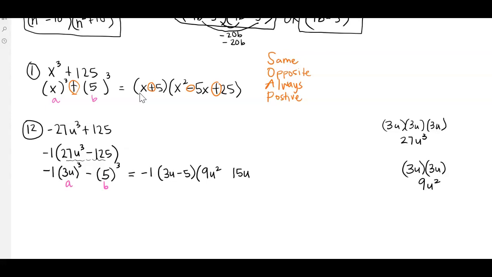But then we've got to think again, okay, let's use SOAP. So it started off as a negative there, so we had the same. The opposite, so this one means it's going to have to be a plus there. And then the last sign is always positive. And then we'll take that b part and we're going to square it. So 5 times 5 is 25. And that whole thing right there becomes your answer. And then always double check your SOAP thing. You're going, okay, same, yep, opposite, always positive.